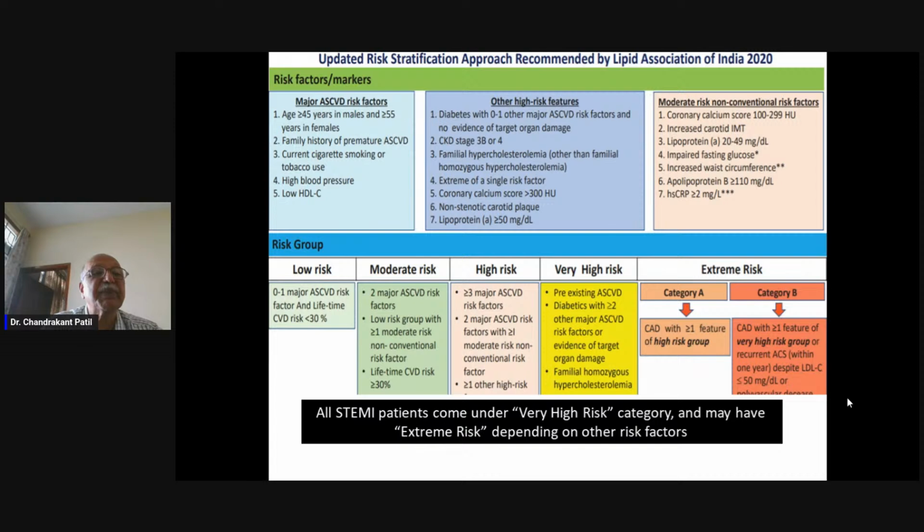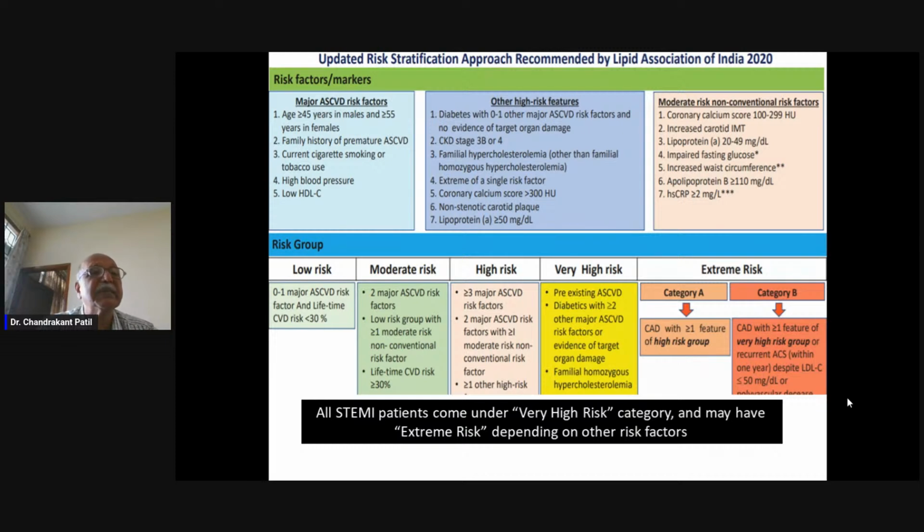Family history: if there is premature ASCVD, that is, if a first degree relative has suffered from coronary artery disease within 55 years in a male, or within 65 years in a female, then definitely there is a chance that this man or woman may also be prone to develop CAD.